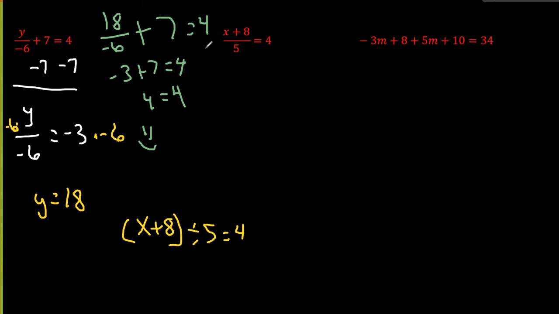So we're going to multiply both sides by 5 first in this one. That gives us x plus 8 equals 20. And then, of course, the opposite or inverse of adding 8 is subtracting 8. And that gives us x equals 12.